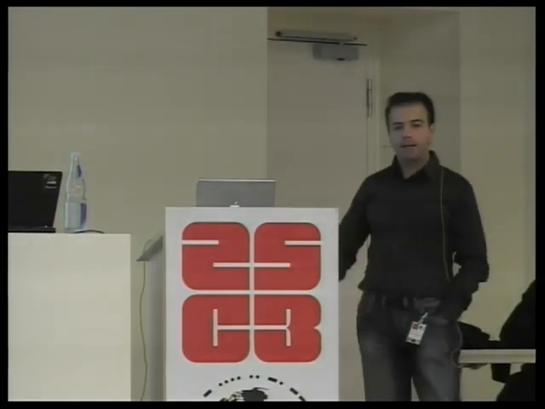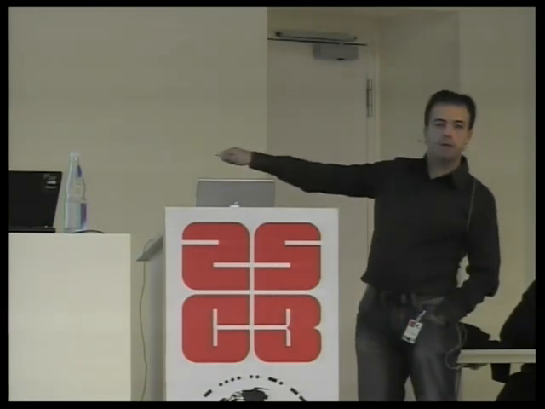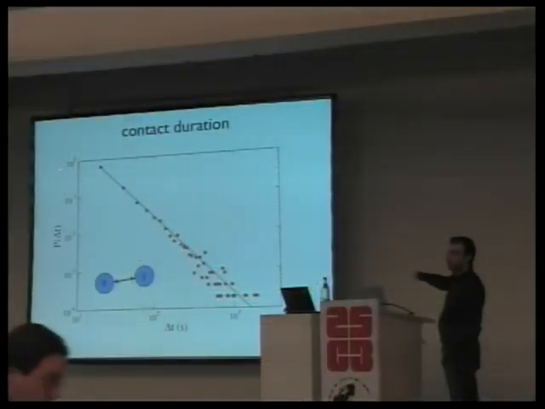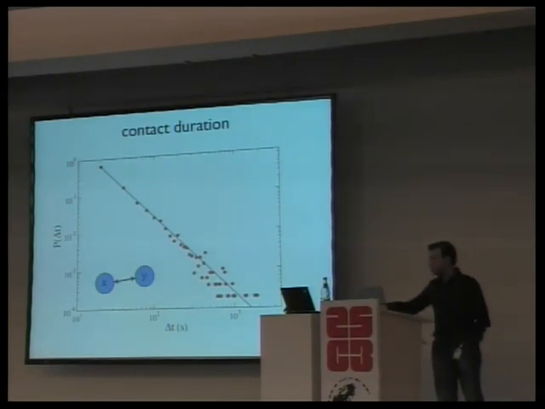And then what you see is that there is a very strong regularity. Here we are plotting the probability, or the likelihood, of observing a contact lasting delta t seconds as a function of that length on a log-log scale. On a log-log scale, a straight line is a power law behavior, so the functional form of this is delta t to the minus 2.